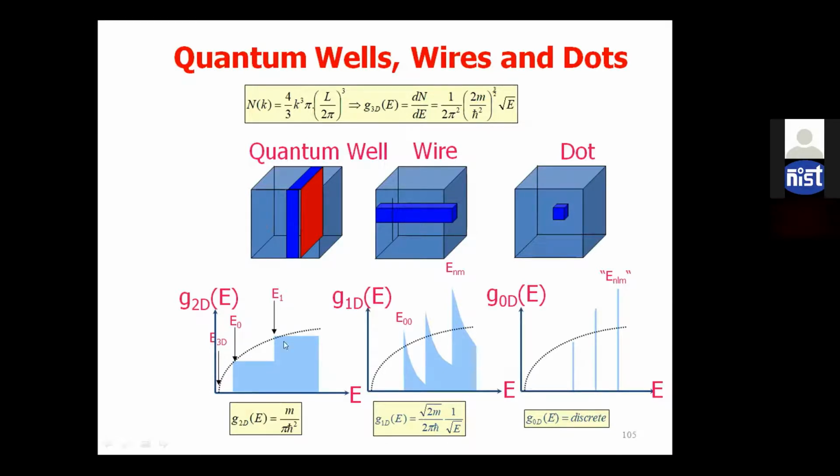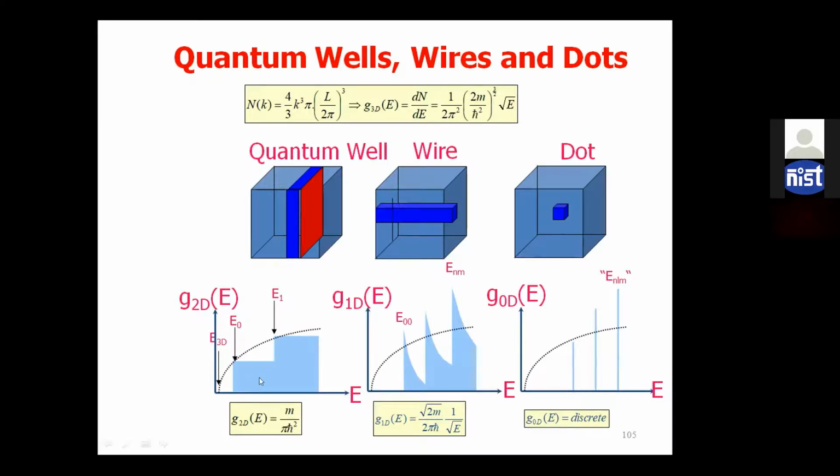the dotted one is for a bulk. That means if it is bulk, it depends upon E to the power half. So this is the dependence. However, in case of a 2D, it depends upon m star by pi h cross square with a Heaviside step function. So that's why this density of states is like a step.